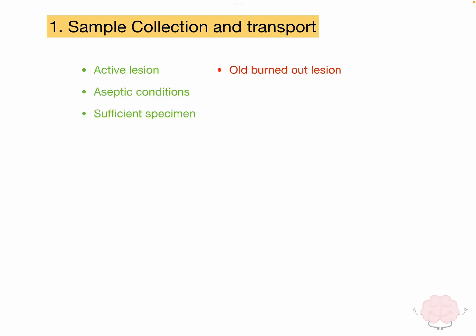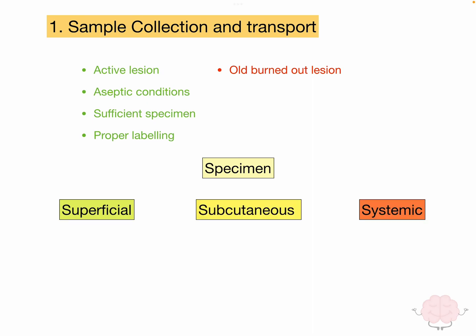The sample collection and transport has some really noteworthy points. The sample should be collected from the active lesion and not from the old burnt-out lesion. It should be collected under aseptic conditions. The specimen should be of sufficient amount, and it should be properly labeled before being transported to the laboratory for the diagnosis. Now, the specimen depends upon the type of infection: superficial, subcutaneous, or systemic.